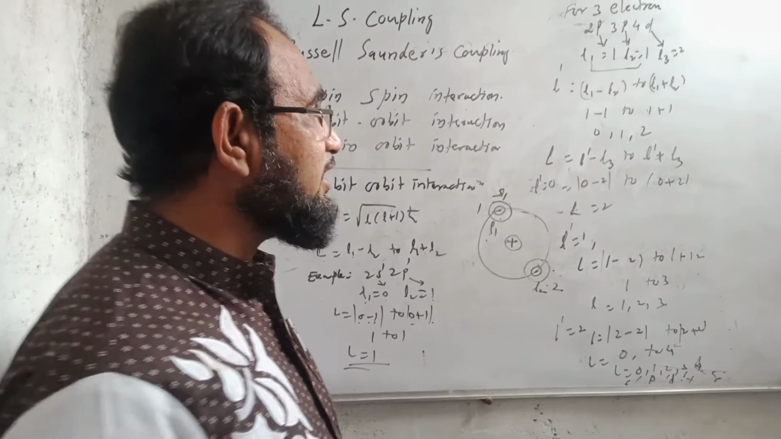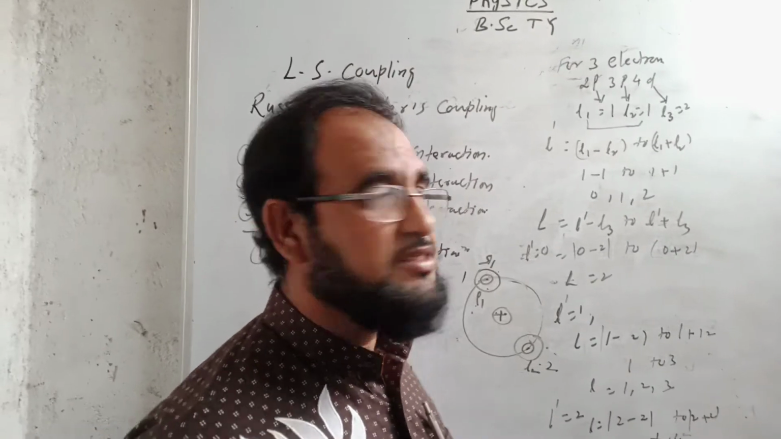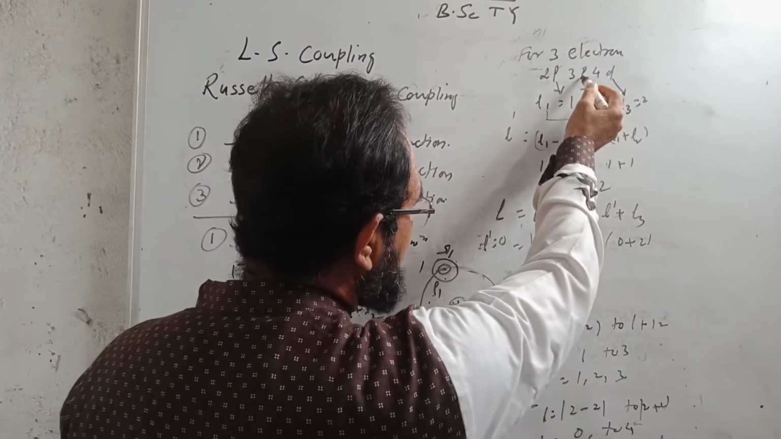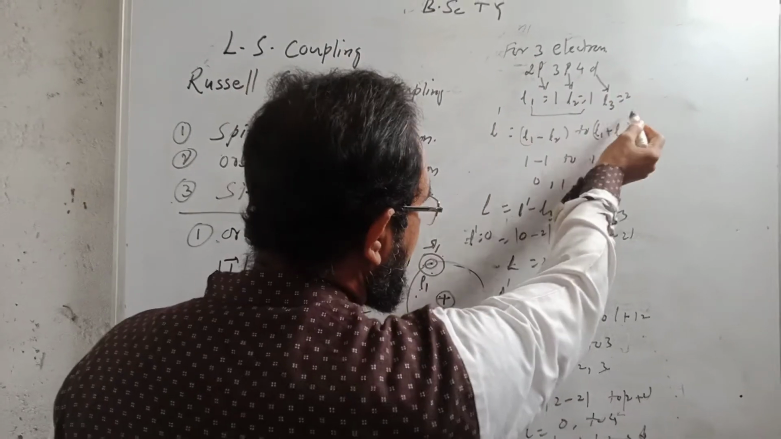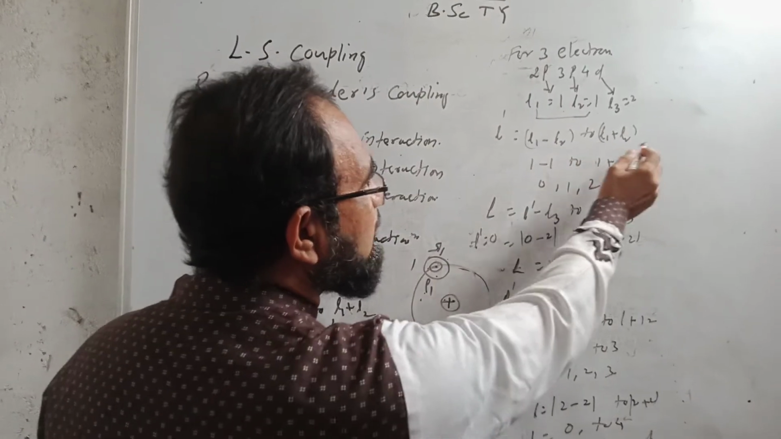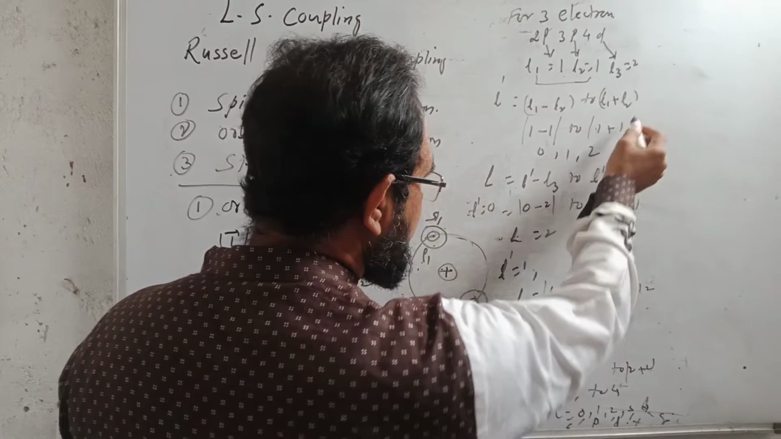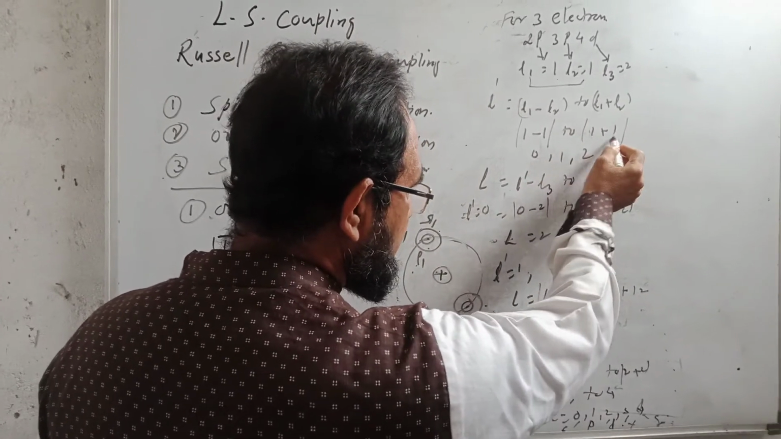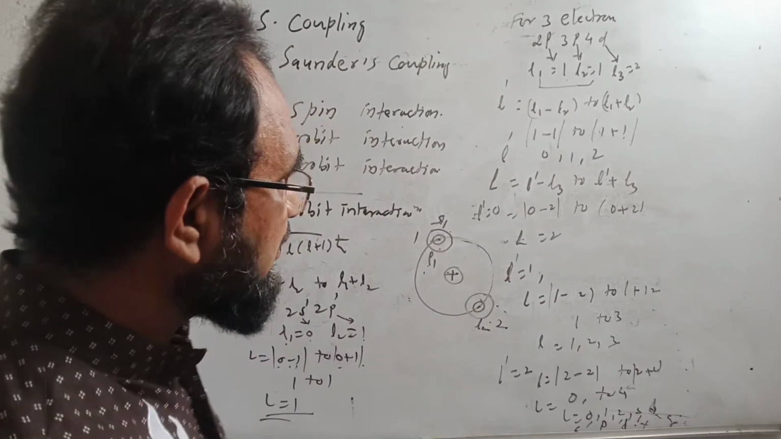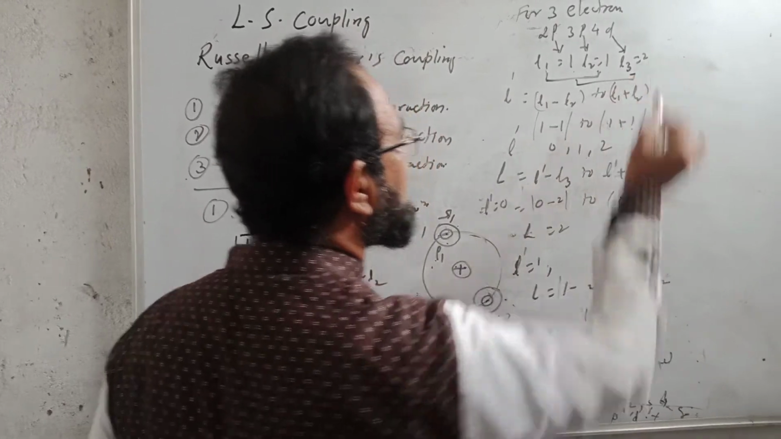Now for 3 electrons, suppose 2p, 3p and 4d. These are the orbits. So here the value of L1 for p is 1, p again, L2 is also 1, and d, L3 is 2. So I will write here L dash is equal to L1 minus L2 to L1 plus L2. So 1 minus 1 to 1 plus 1, that is 0 and 2. 0 to 2 means 0, 1 and 2. These are the values of L dash, because first I will combine these two, then the resultant will be combined with L3.